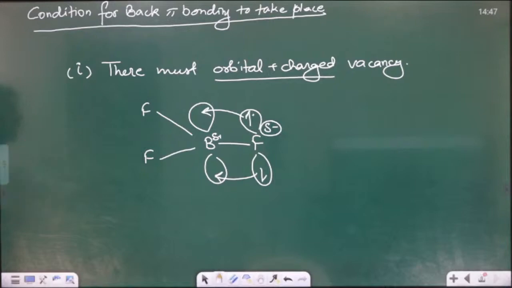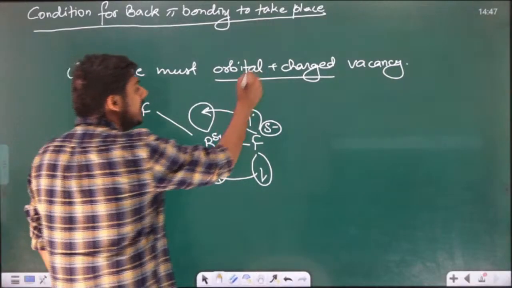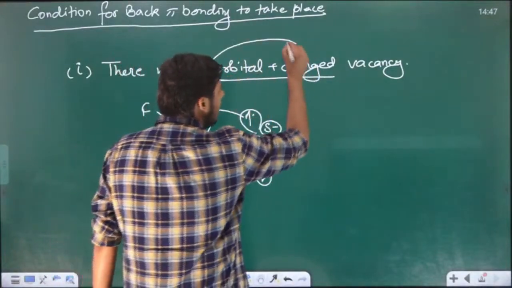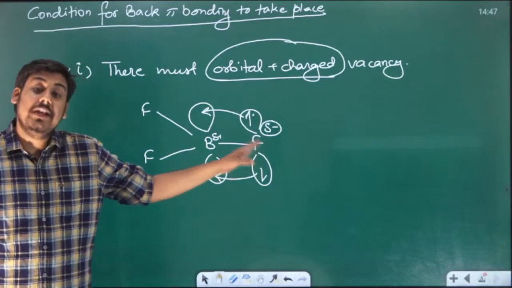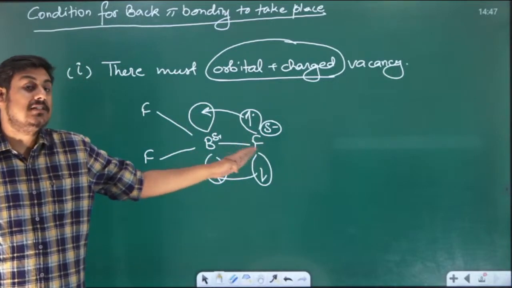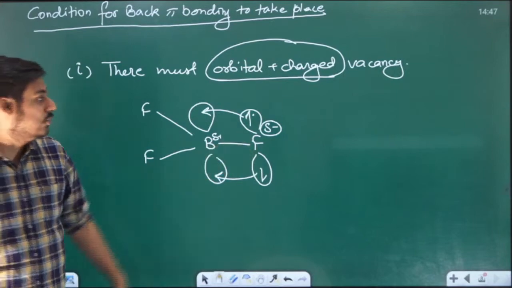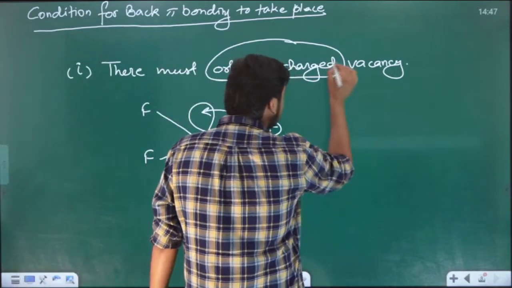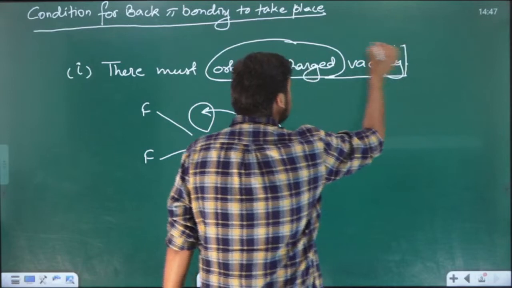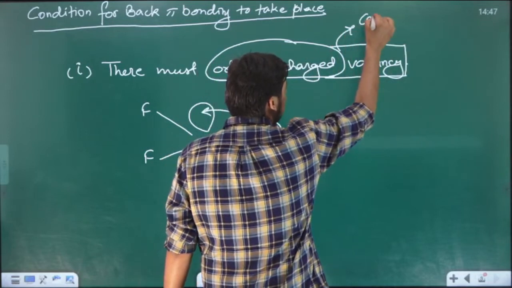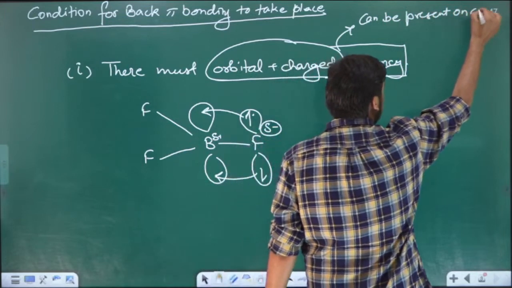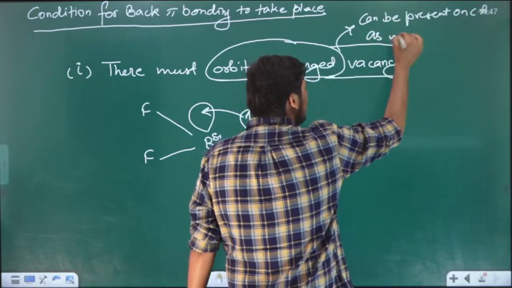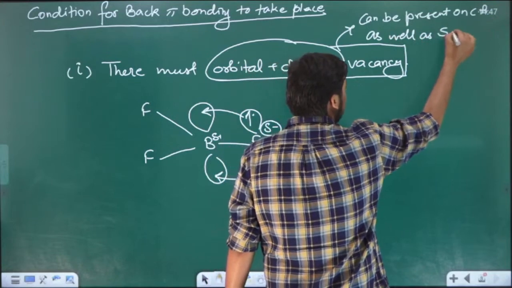So this is the first condition. There must be orbital plus charge vacancy. Now this orbital plus charge vacancy is not only limited to the center atom. This can happen when there is a delta positive on a surrounding atom also. Write it down: this orbital plus charge vacancy can be present on the center atom as well as the surrounding atom.